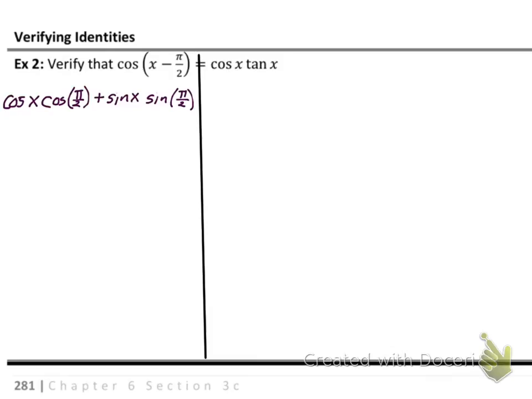So let's actually do all the steps. Cosine x times 0, well, that's going to cancel out. Plus sine of x, sine of pi over 2. If cosine is 0, that must mean this is 1. So this side actually equals sine of x. Maybe I'll throw some equal signs in there.